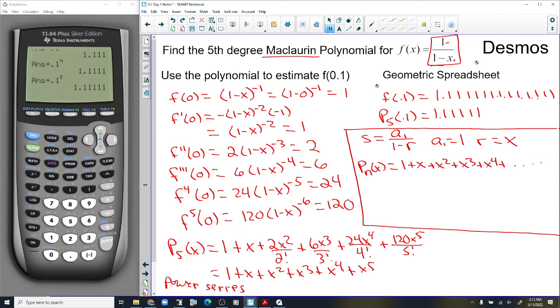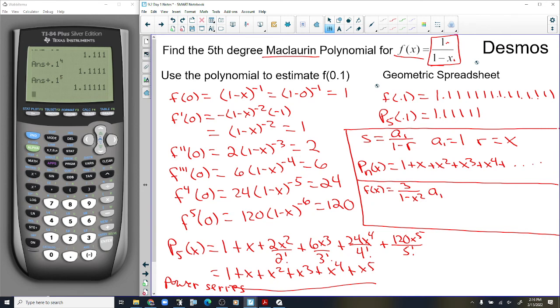That's exactly what we got down here. So when I see that function, I don't go through all this. That's not necessary. I know that's geometric. So if I were to give you 3 over 1 minus x squared, there would be absolutely no reason to do all these derivatives for this one. That wouldn't be necessary.